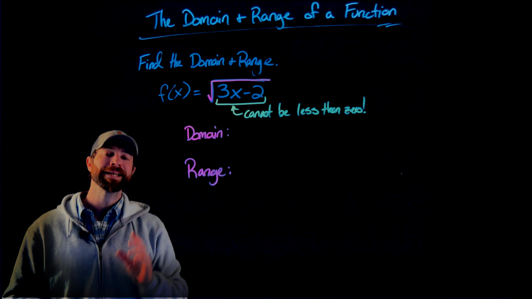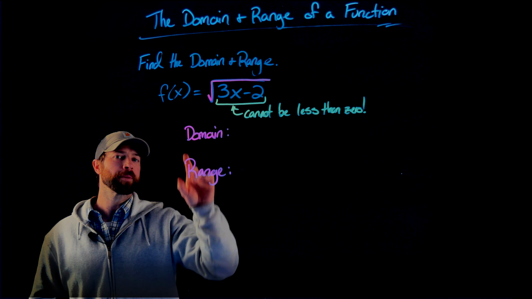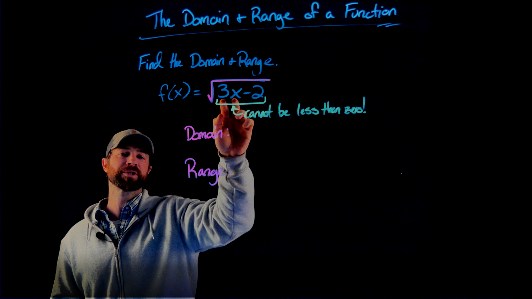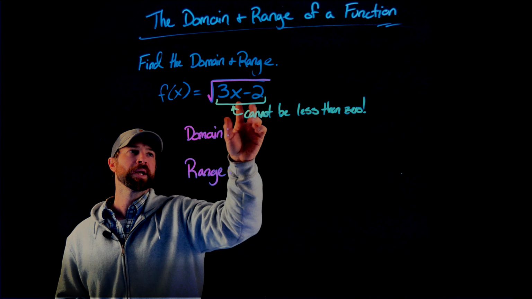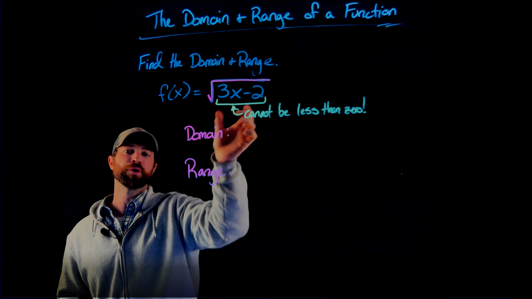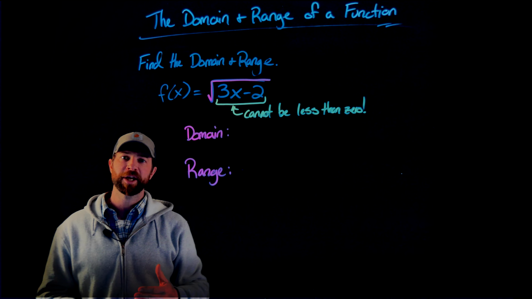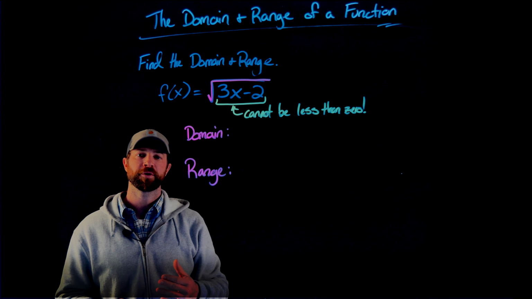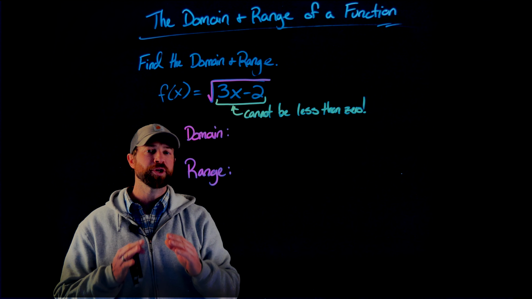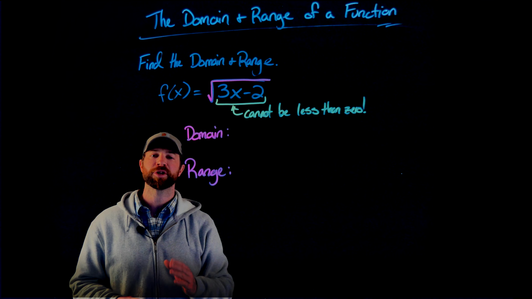If I plug in a number, for instance, I won't do it, but just imagine here. If I plug in a 0 for x, 3 times 0 is 0, minus 2. If I plug in 0 for x, this will give me a negative 2. I can't actually evaluate the square root of negative 2. Therefore, 0 is not a value that I can actually use as an input. It's not in the domain.